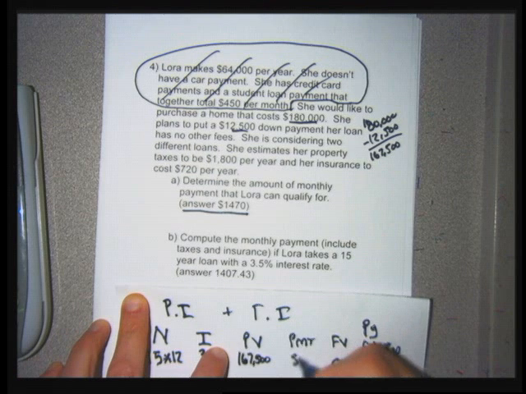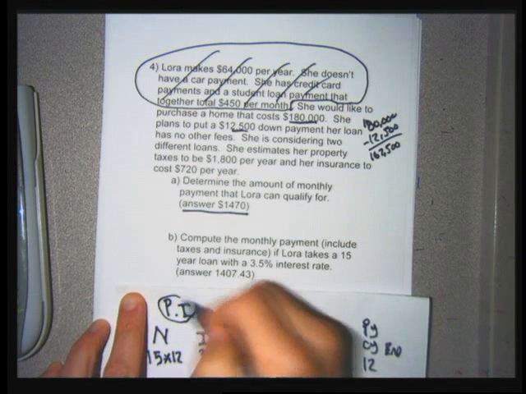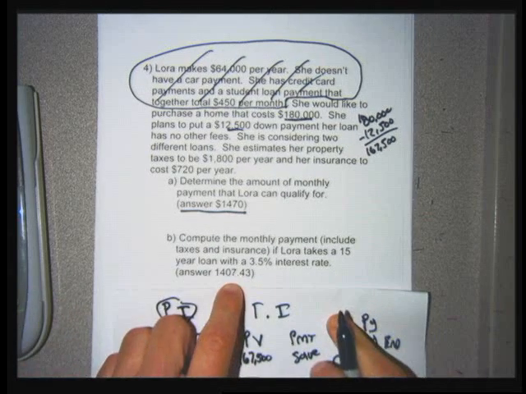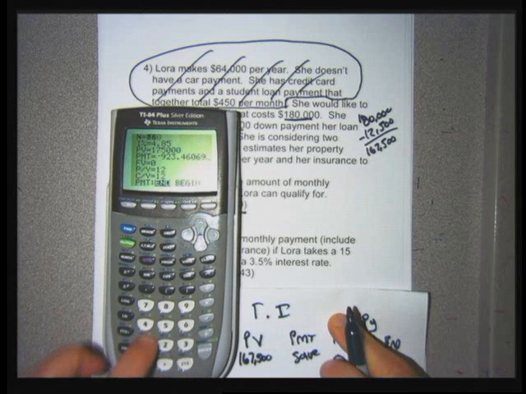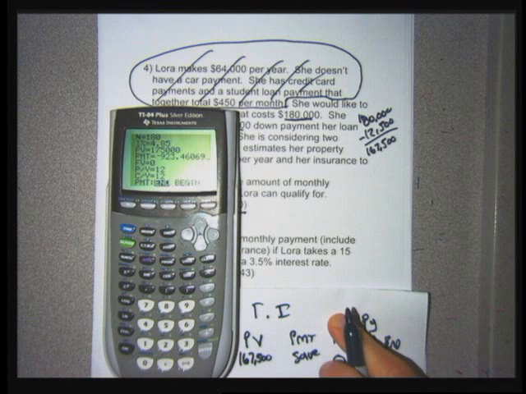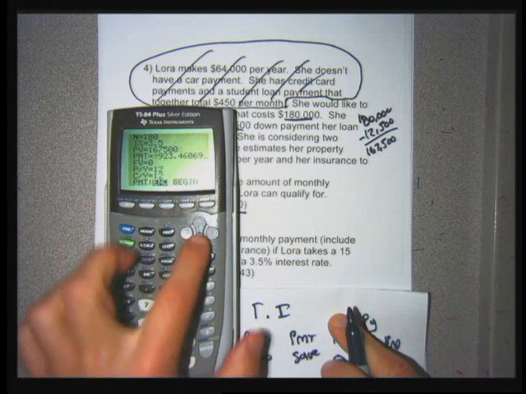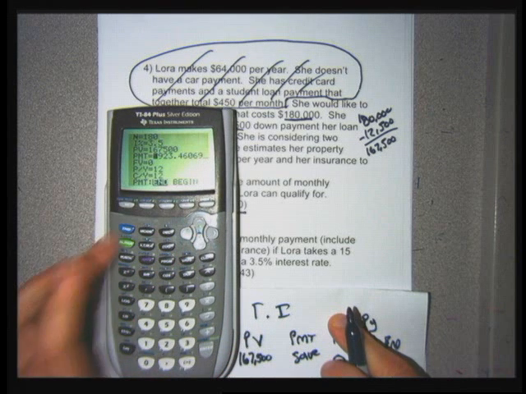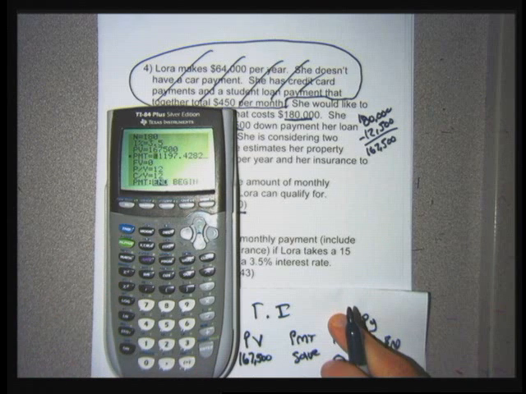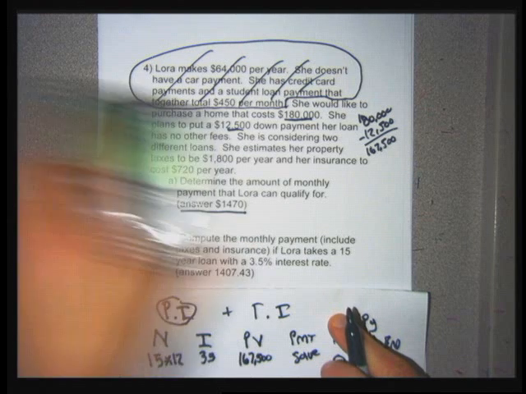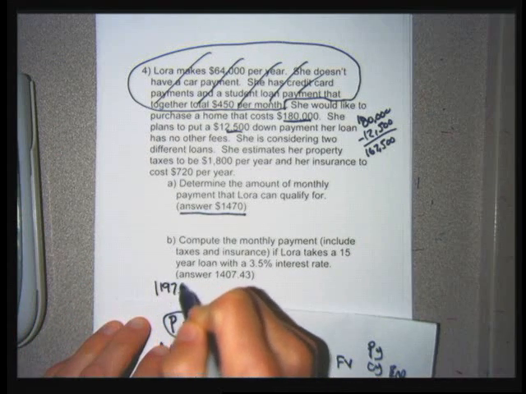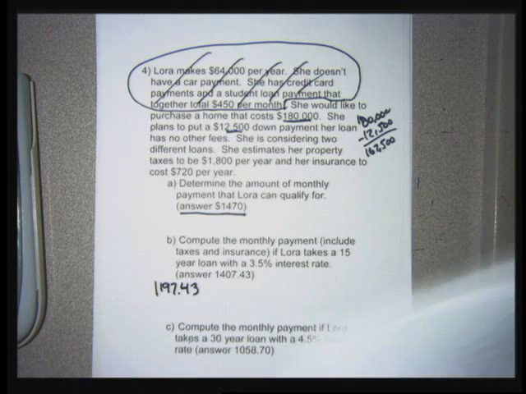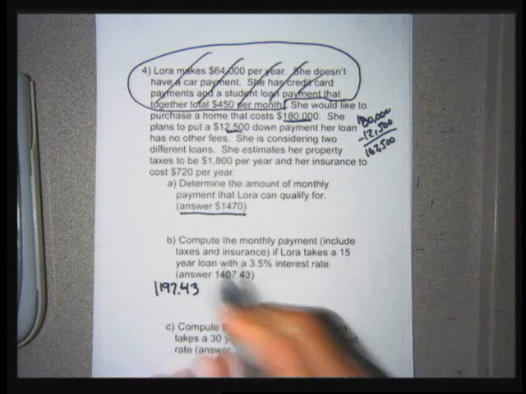The payment's what I'm going to solve for. That's going to give me the PI portion of the payment, which is not going to be the $1,407, that's the final answer. So when I go to my apps, enter, I type in 15 times 12 for the N, 3.5 for the I, and 167,500 for the PV. Everything else other than the PMT is right. I hit alpha and enter, and I get $1,197.43, rounded to 43 cents. You notice that's not the answer that I have written here. So I have $1,197.43 as the PI, principal and interest portion of her payment.